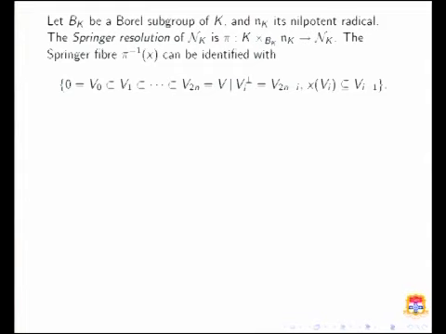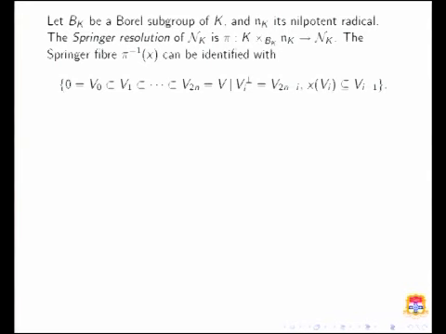The way it works is that you look at the Springer resolution of the nilpotent cone. So you take the Borel subgroup of K, B_K, and take the vector bundle over the flag variety determined by its nilpotent radical and map that to the nilpotent cone. And that's a resolution of singularities. So I've written out there, in a more low-tech way, what the fiber of this resolution is.